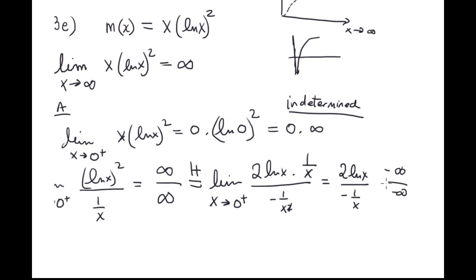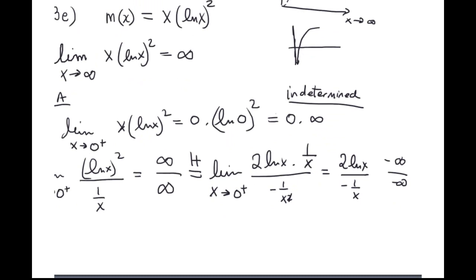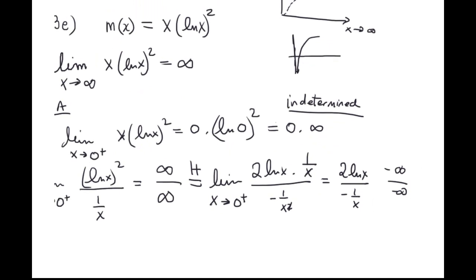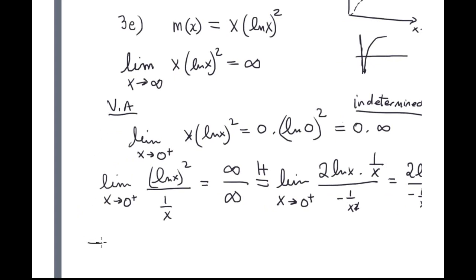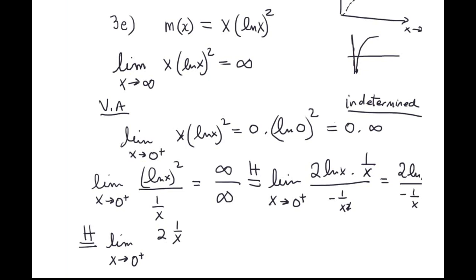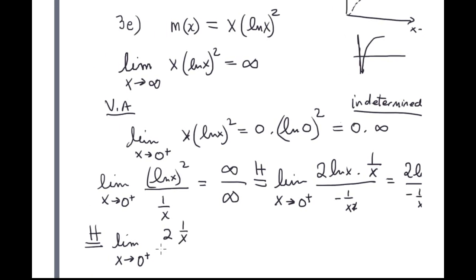Perfect. When you substitute one more time, we get the logarithm of 0, negative infinity, over negative infinity. Again, L'Hopital rule. I suppose it's the last one. The limit as x approaches 0 plus. The derivative of the top, 2 natural logarithm, is 2 times 1 over x, and the derivative of the bottom part is negative 1 over x squared.